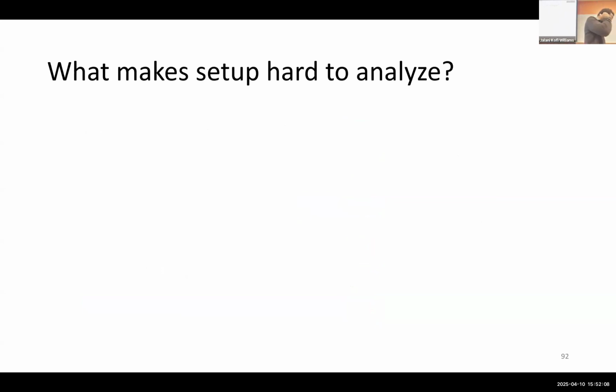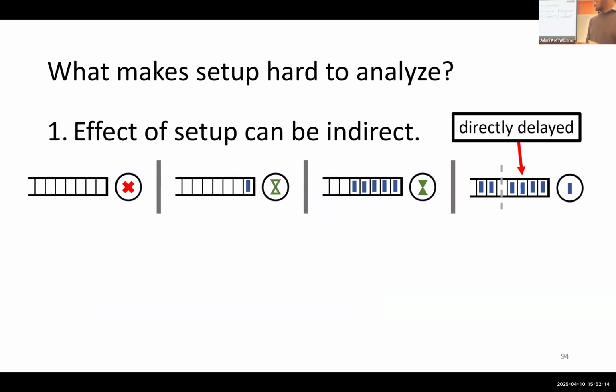Okay. So now that we've described this problem, I want to ask the question, what makes setup hard to analyze? And I'm going to give you two reasons. And the first is that the effect of setup can be indirect. And this is true even in the single server system. And I've drawn a short cartoon that illustrates why that is.